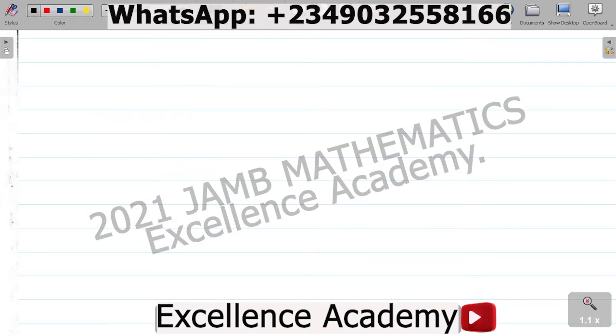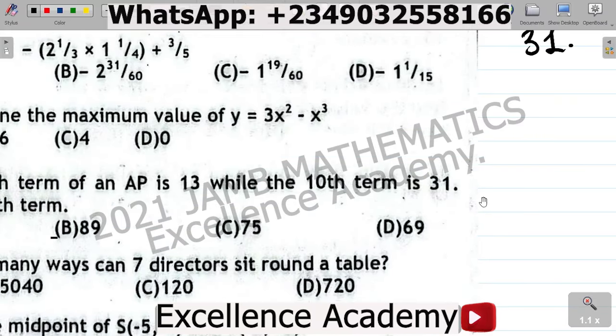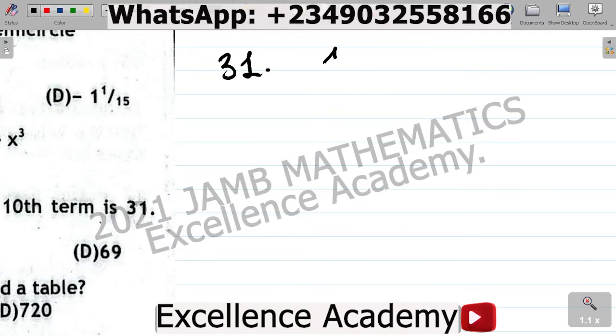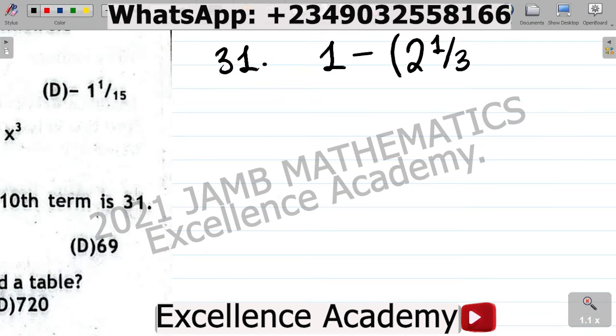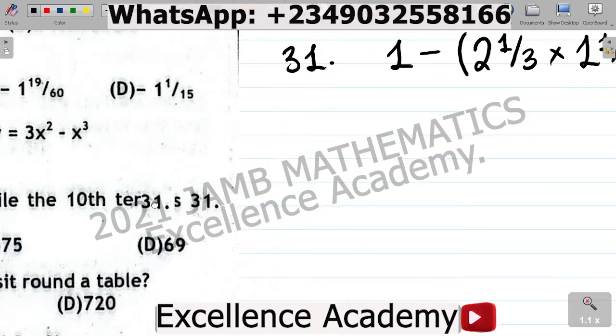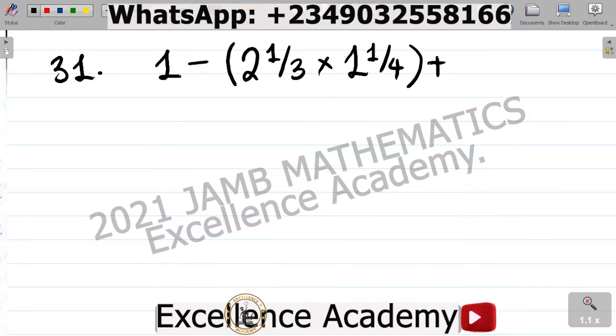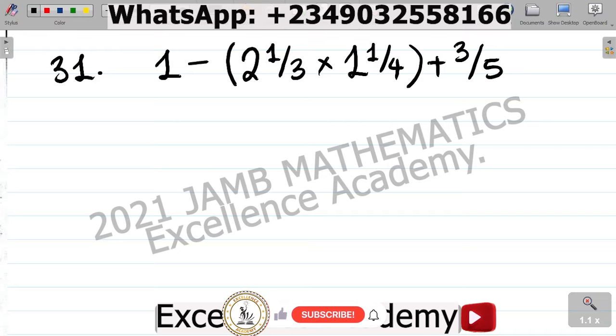Let me write out question 31. For 31, what you have there is 1 minus open bracket 2 whole number 1 over 3 times 1 whole number 1 over 4 close the bracket, plus 3 over 5. All right, so how do we solve this particular question?